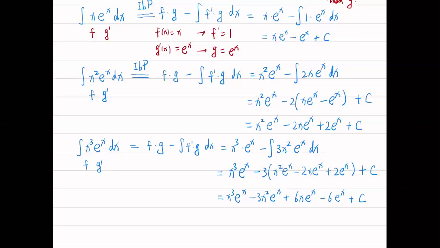Okay, so step by step, we can find all integrals of a polynomial with e to the x. You can replace this by cosine x. You can find x cosine x, x squared cosine x, x cubed cosine x. Similarly, tangent x, you can do this one by one.